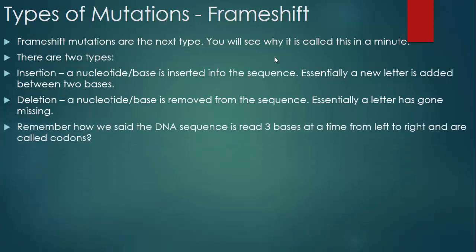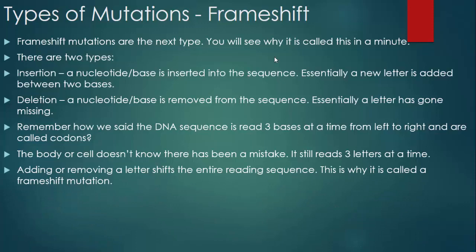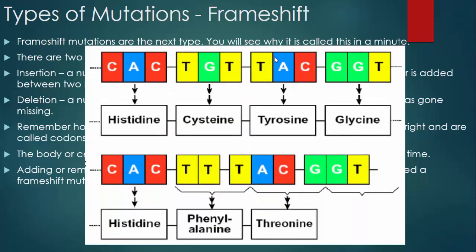So remember how we said the DNA sequence is read 3 bases at a time from left to right and are called codons? Well, the cell doesn't know there's been a mistake. It doesn't know there's been a mutation. It doesn't know that a letter has been inserted or that a letter has gone missing. It's still going to read it 3 bases at a time. It will shift the entire reading sequence. And that's why it's called a frameshift mutation.